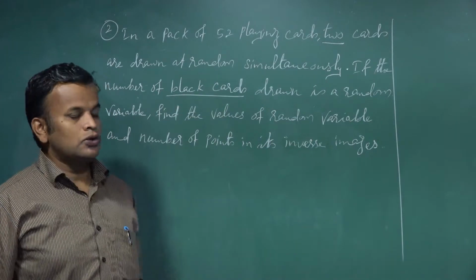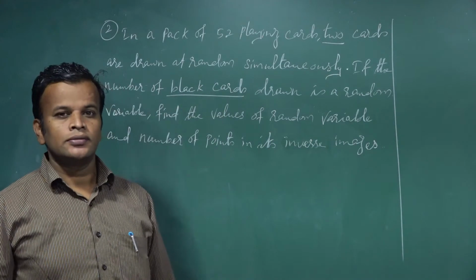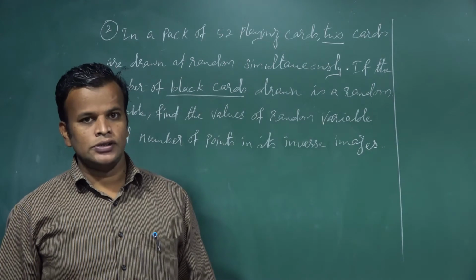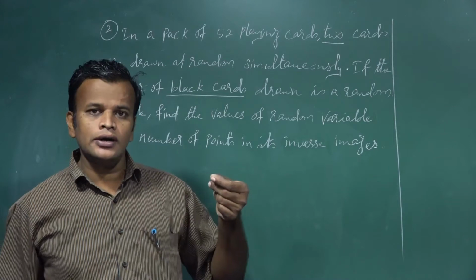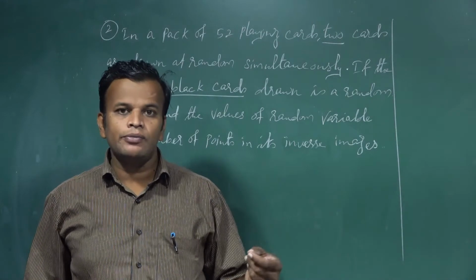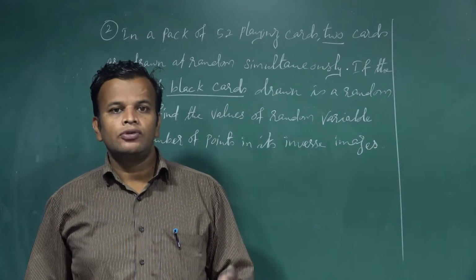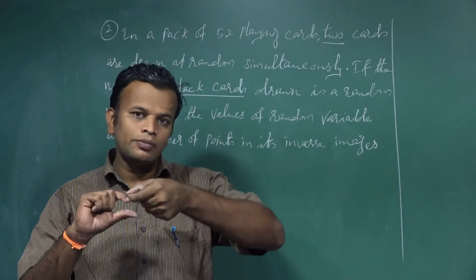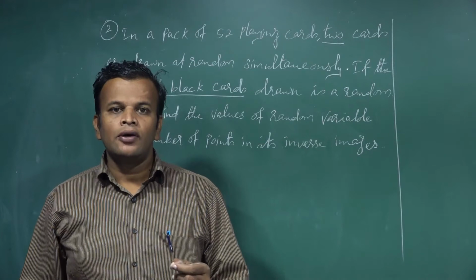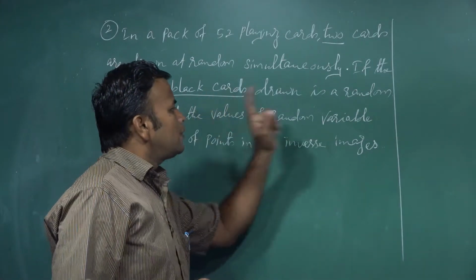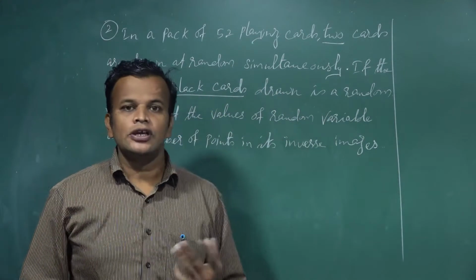So in 52 cards, you know very well how many black cards there are. There will be 26, and the remaining 26 are red cards. You will be taking any 2 cards simultaneously at random. At random means without seeing the card. Without seeing the card, out of these 52 cards, you will be taking 2 cards. Suppose it is a black card, what are the total values of the random variable and its inverse images?